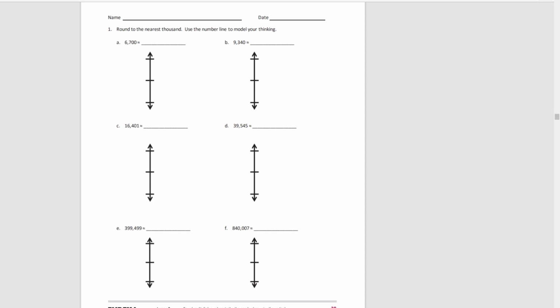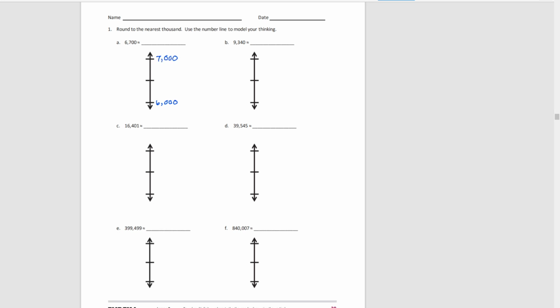Okay, so for the first one, it says round to the nearest thousand. Use the number line model to model your thinking. So let's do the first one together. So for the first one, we have 6,700. So this number already has 6,000 in it. The next highest thousand would be 7,000.